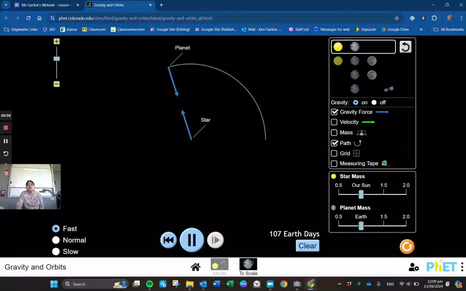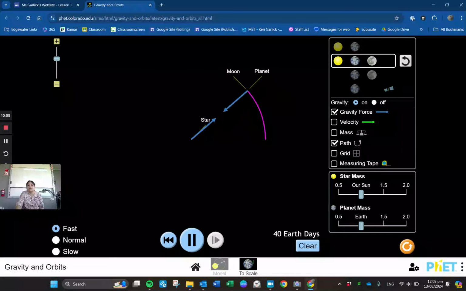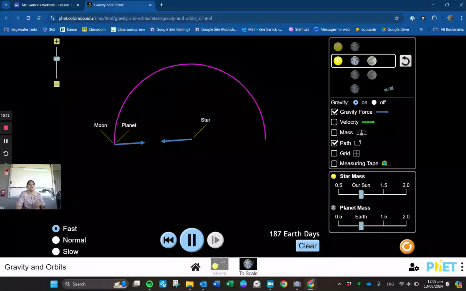So you can't even see the moon in this case because it's so tiny. Oh, is the moon not on? Oh, thank you. There we go. So you can see basically the moon's path is overlapping the Earth's path because it's so minute in size in comparison to the scale of the universe.